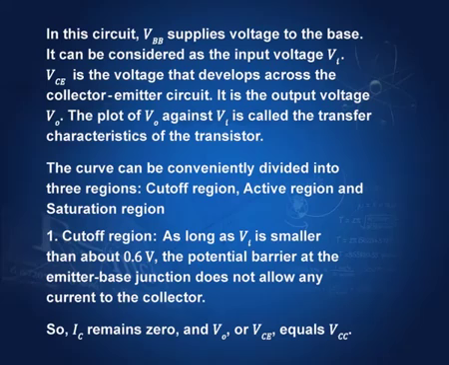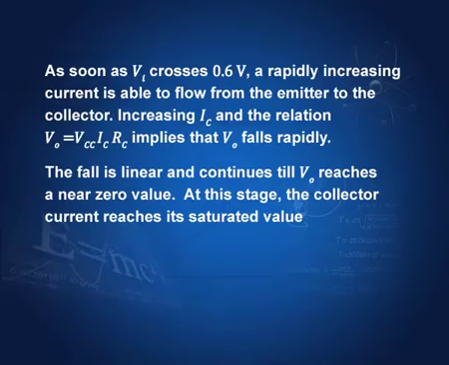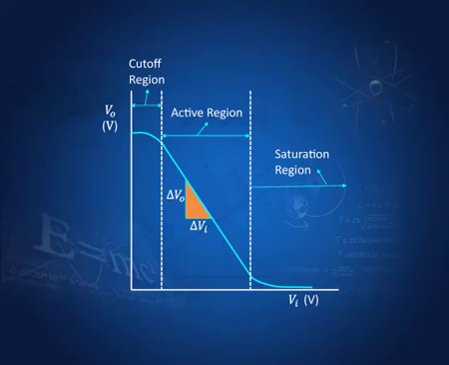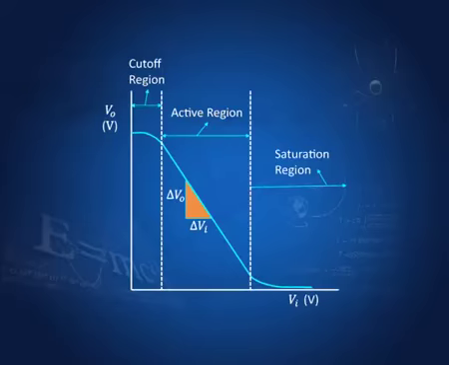The curve can be conveniently divided into three regions: this region, this region, and this region. In this region, there is hardly any current. It is a cut off region, because the potential difference is not able to overcome the potential barrier in the emitter base junction. So, there is hardly any current. Here the current has become maximum, and therefore, there is no change in the current. So, this is the saturation region, this is the cut off region, and in between is the active region.